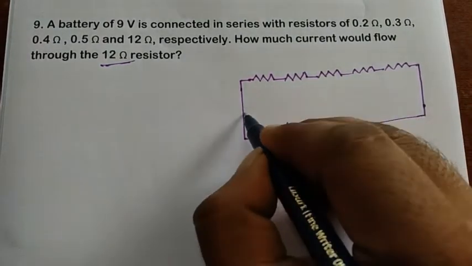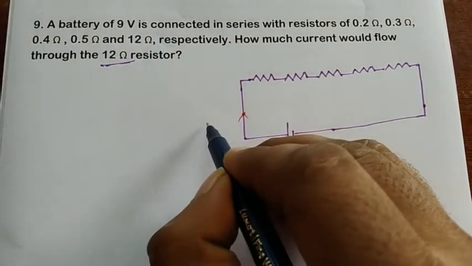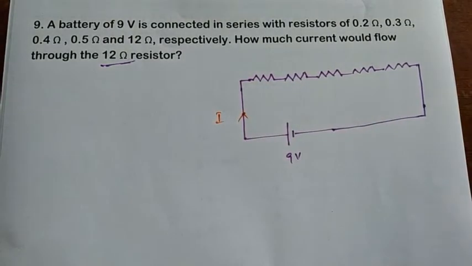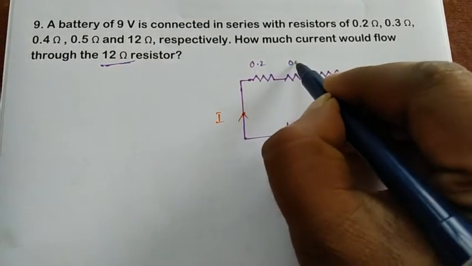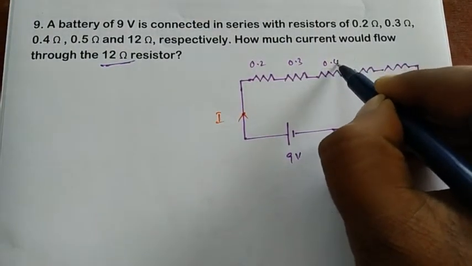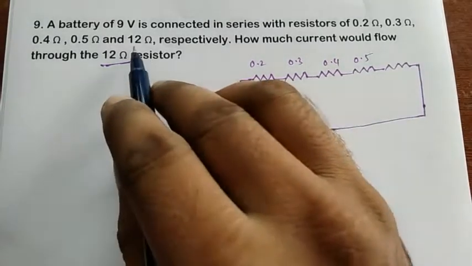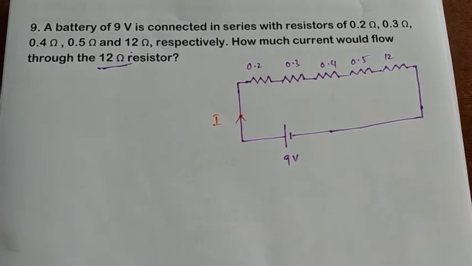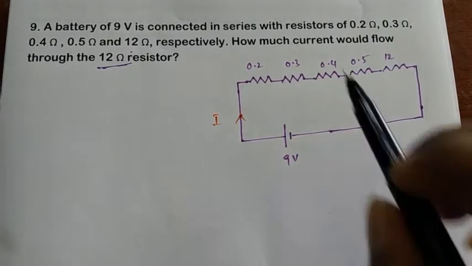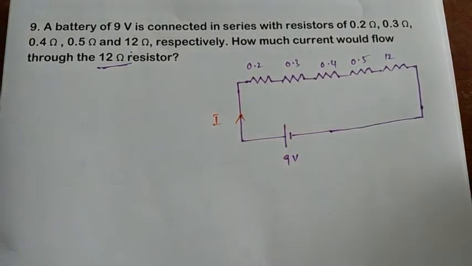The current will flow in this direction because of the positive terminal. So the current I is what we need to find out. And here the resistances are given as R1 is 0.2, 0.3, 0.4 and 0.5, and finally we got 12. So these are the resistances they gave. Now what they are asking is how much current would flow through the 12 ohms resistor.